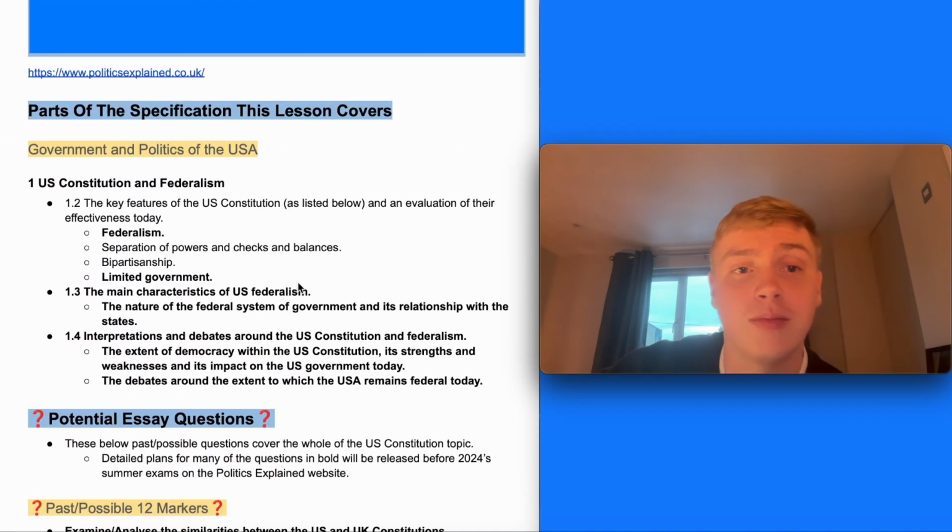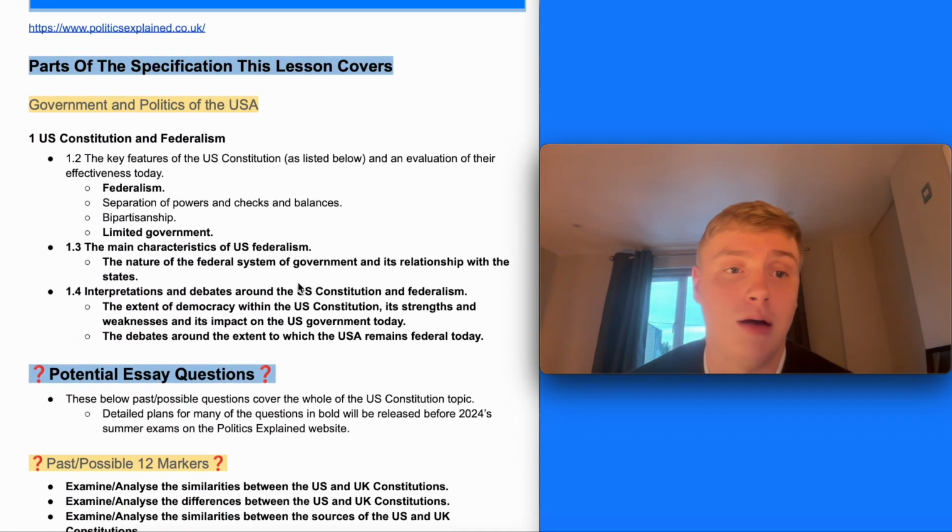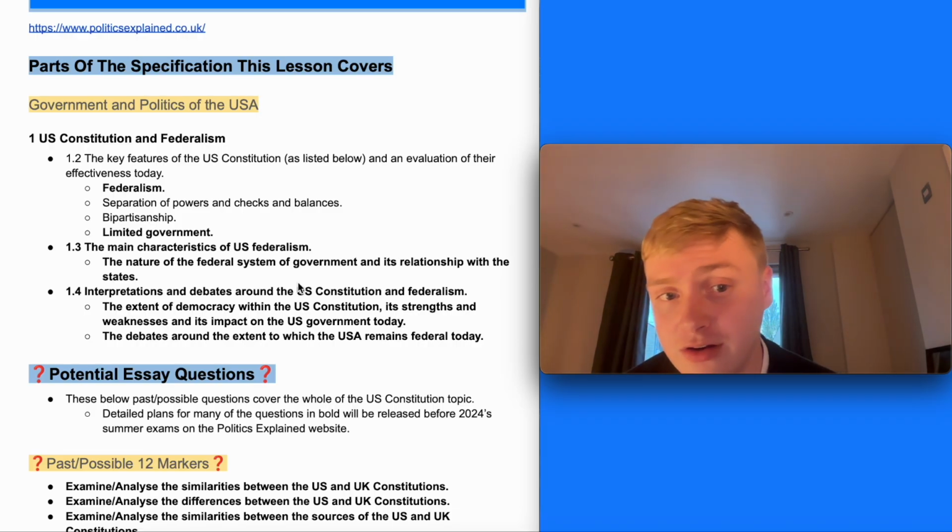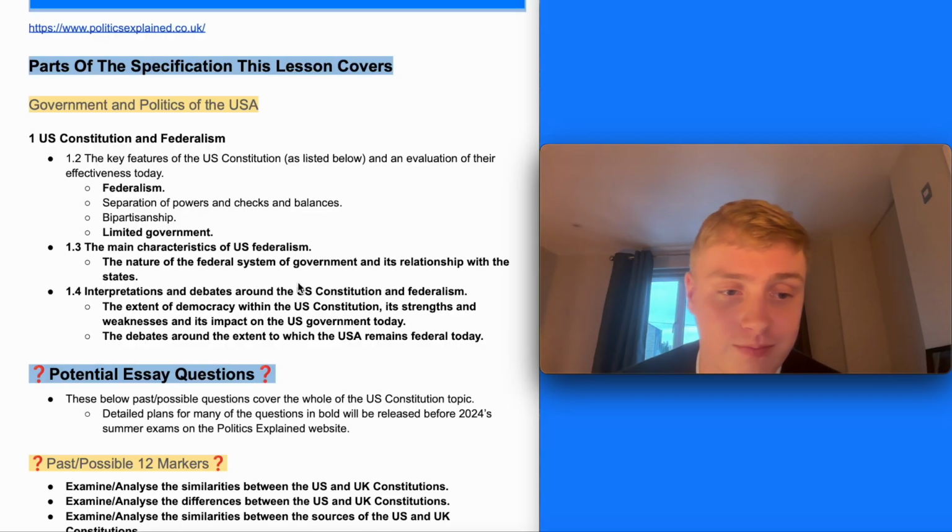So, starting off with the parts of specification this lesson covers. This covers federalism, limited government, and main characteristics of US federalism, as well as the key interpretation debates around the US Constitution and federalism, so the extent to which it's still federal today, as well as some overall debates about the US Constitution.